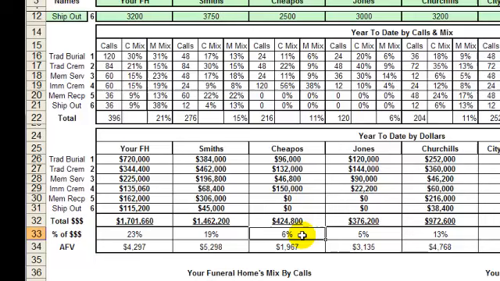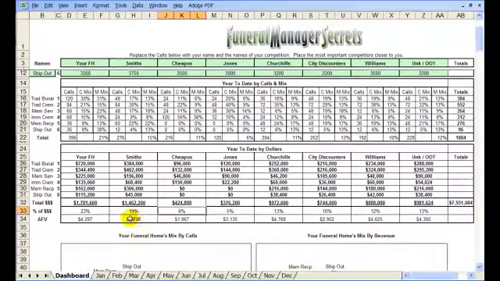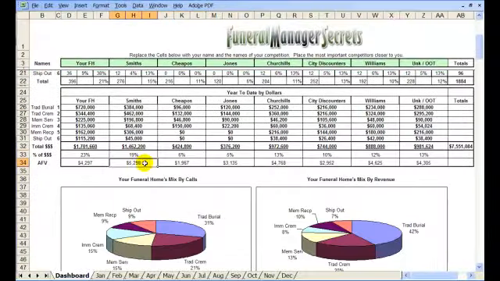So if you were looking to try to steal some business, I wouldn't recommend trying to steal it from the cheapos because their averages are down here below 2,000. But since you're at 4,200, you'd probably want to set your sights on Smiths, Churchills, and the Williams.